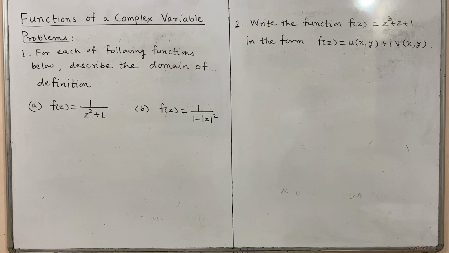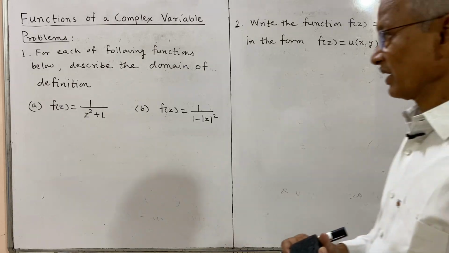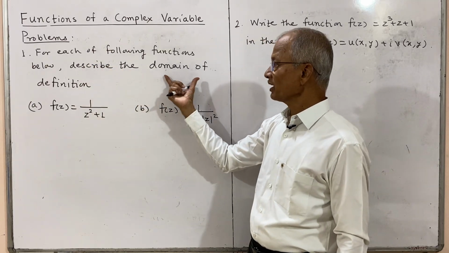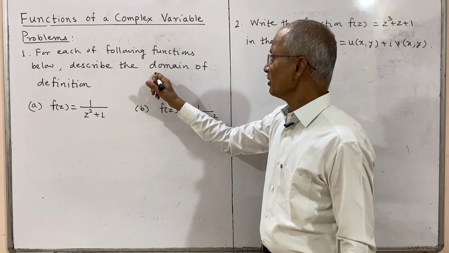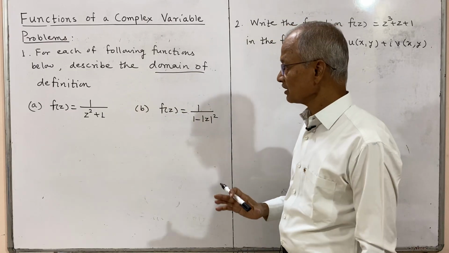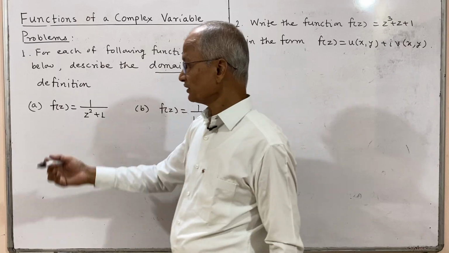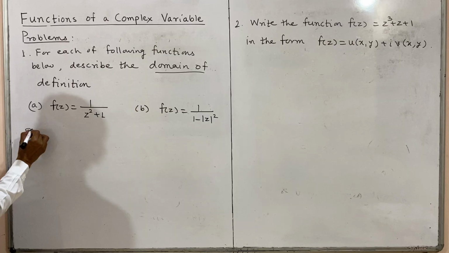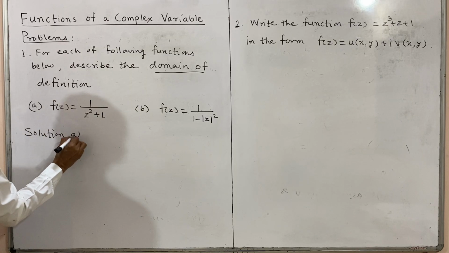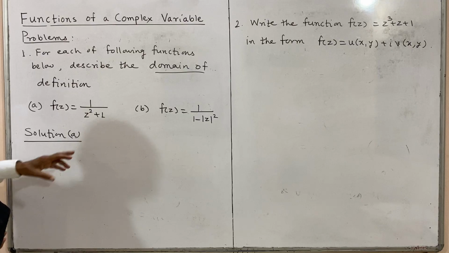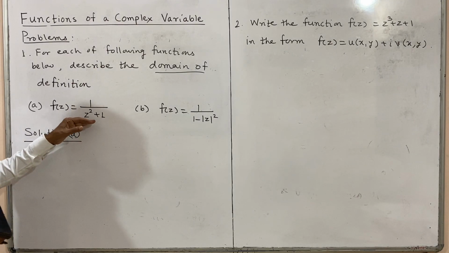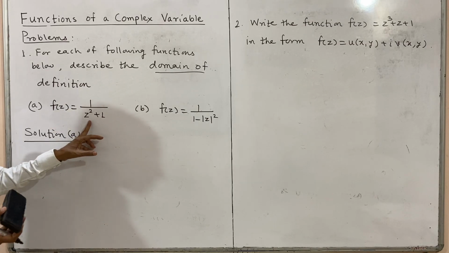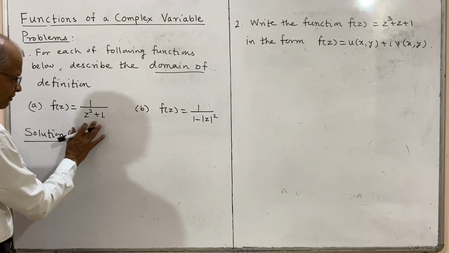I have written here two problems. We shall solve these problems one by one. Here the first problem is, for each of the following functions below, describe the domain of definition of f. So the domain of definition is important, where the function is defined. And here the first function is given as f of z is equal to 1 upon z square plus 1. So for solution A, see, this function is defined for all values of z except where the denominator is 0. That means the denominator must not be 0.